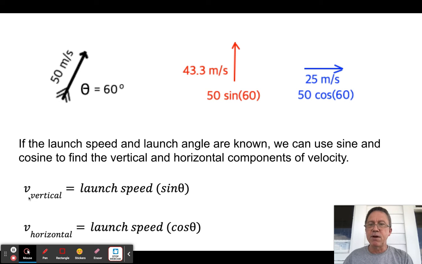So just remember, if you want to find the vertical component, it's the launch speed times the sine of the angle. And if you want to find the horizontal, it's the launch speed times the cosine of the angle. And this comes up a lot. So you just need to memorize this. I put some Quizlets into Schoology so that you would have ability to just go through and memorize this one. You really need to get this one memorized.